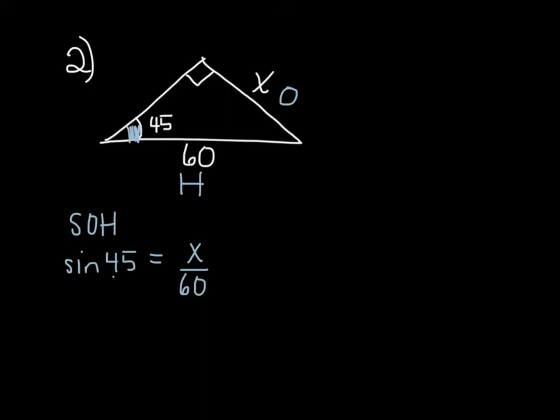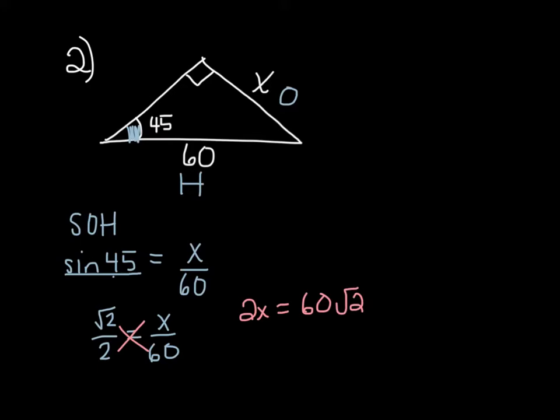45 is a special angle. We know from the unit circle that sine 45 is the square root of 2 over 2. So I'll replace sine 45 with that, set it equal to x over 60, and now I'll cross multiply to solve. So 2x will equal 60 times the square root of 2, and to solve for x we just have to divide both sides by 2. We're allowed to divide the 60 and the 2, so the final answer here is 30 square root 2.